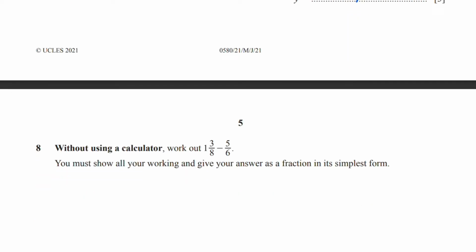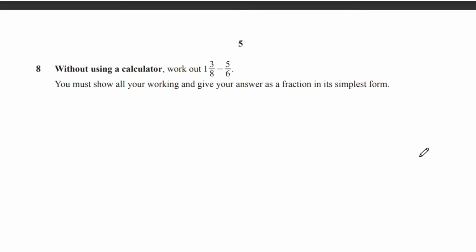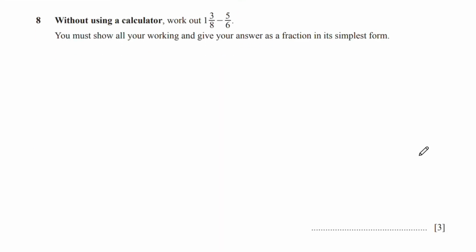Now the next question. Without using a calculator, work out 1 3 by 8 minus 5 by 6. You must show all your working and give your answer as a fraction in its simplest form. So 1 3 by 8, converting it to improper fraction. So 1 3 by 8 will be 11 by 8 minus 5 by 6.